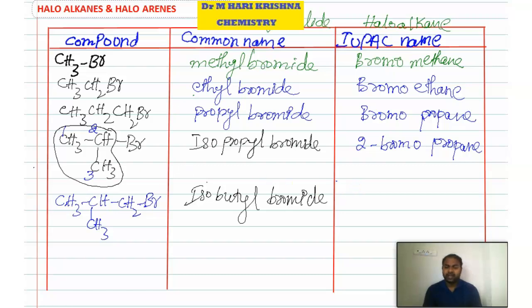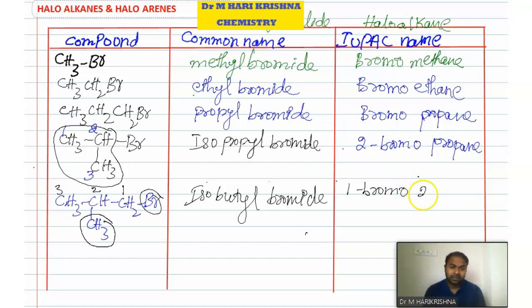Next one. So here, IUPAC name. IUPAC means numbering must be given from the functional group. Here bromine is the functional group. So the functional group attached carbon is given as 1. And this one is 2. And this one is 3. So now this one becomes a branch. Is it okay? So now, 1 bromo, 2 methyl, 1 bromo, 2 methyl propane.